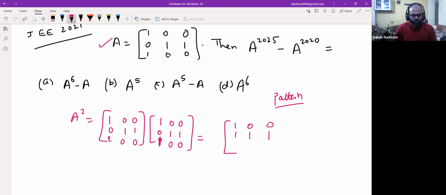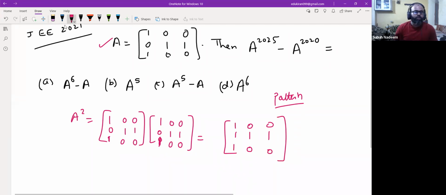Then third row, first column, I think you are following me: 1 plus 0 plus 0, which is 1. If you have any doubt in any step, you can ask me. Then 0 plus 0 plus 0 is 0, and then 0 plus 0 plus 0 is 0 again. So this is A square.